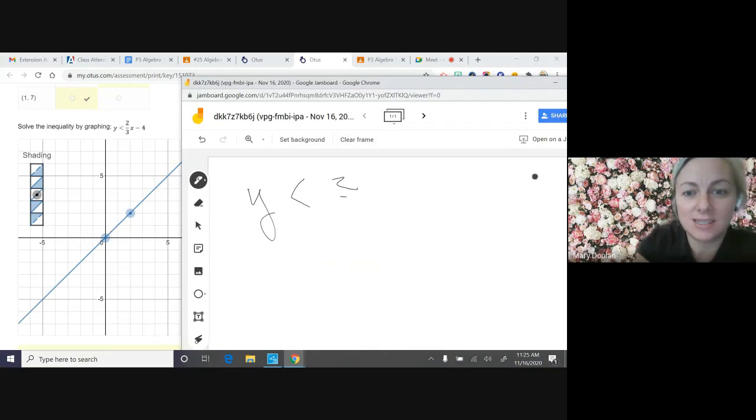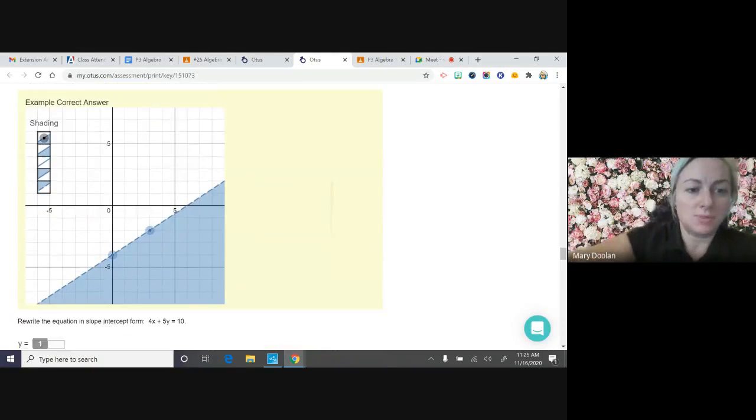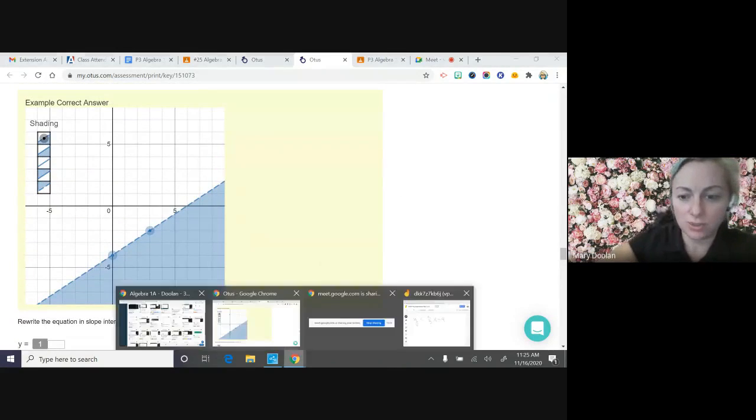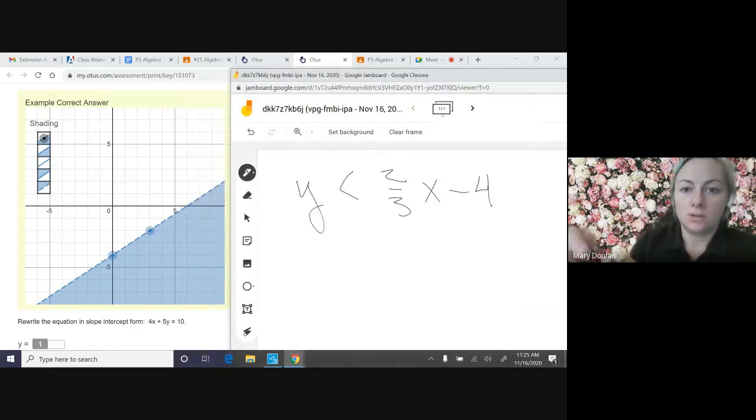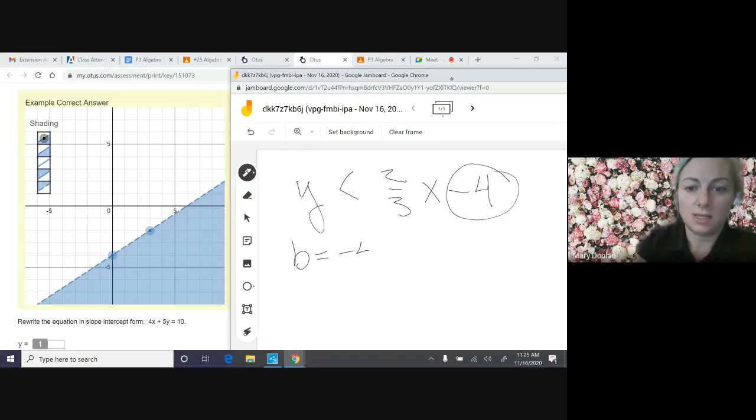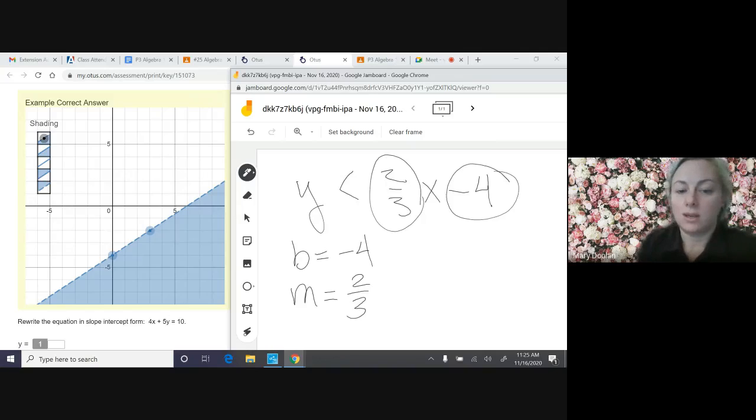Y is less than 2/3 x minus 4. We're going to scroll this up to the actual graph of that, and I'll show you why it is what it is. So your y-intercept is always this. That tells you where to start the graph, and that's why it crosses at -4 on the y-axis. Your slope is whatever is in front of the x term, 2/3. So for every rise of 2 units, I run 3. Rise 2, run 3. And then because of the symbol, it is a dashed line. And because y is less than, we have to shade below it.